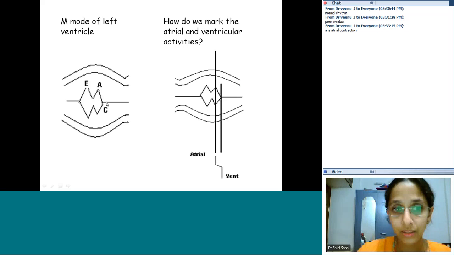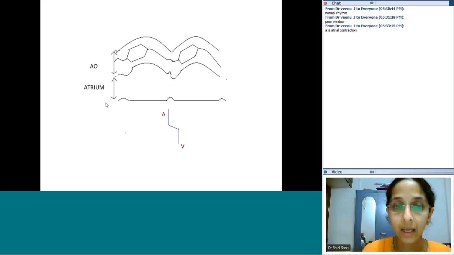The other way would be to see aorta and left atrium, and the onset of atrial activity can be the onset of the LA movement, and the ventricular activity can be demarcated by the opening of the aortic valves. So this is how we can differentiate the atrial and the ventricular activity.